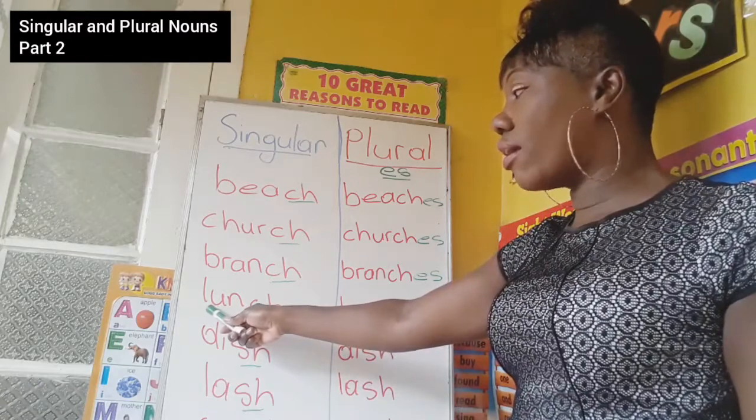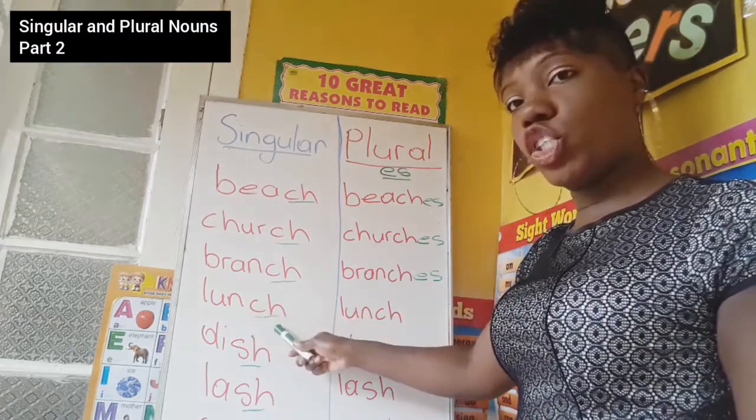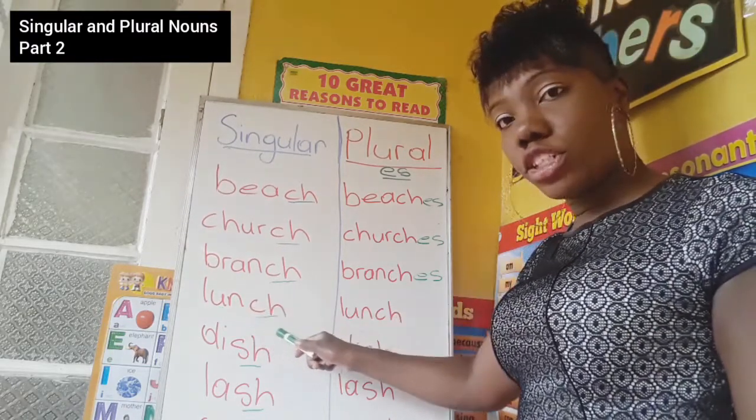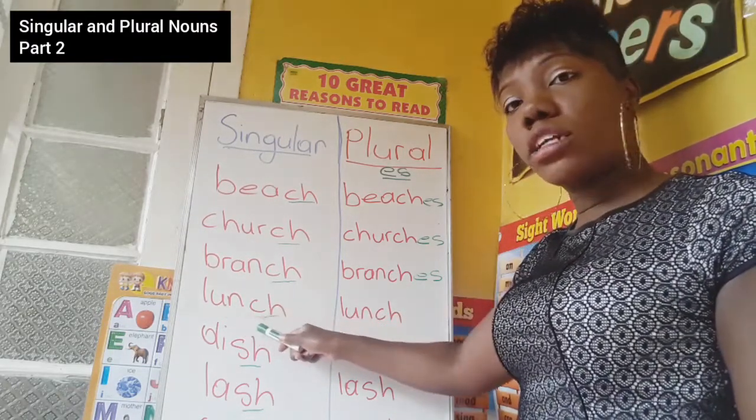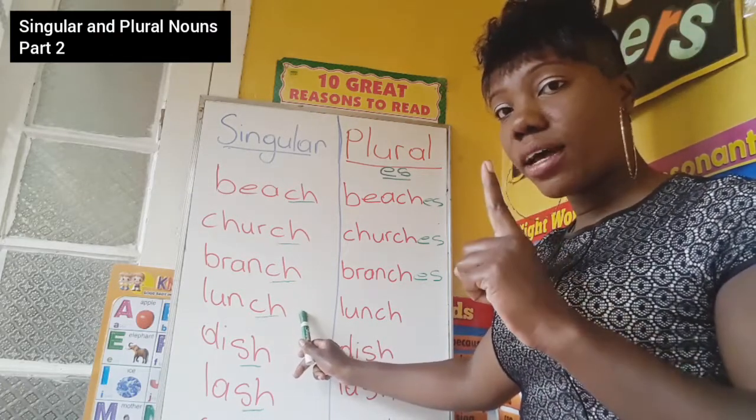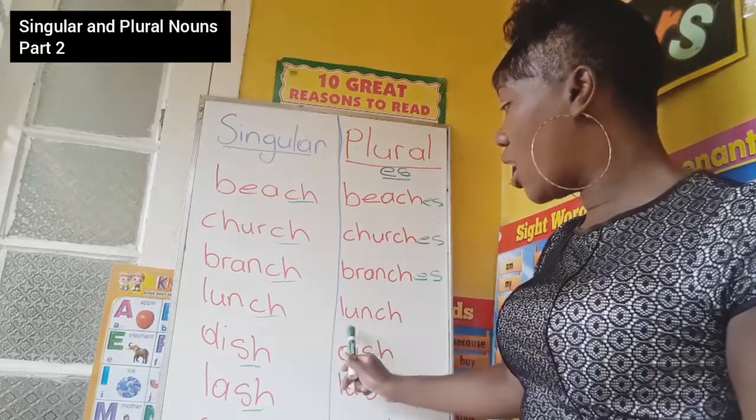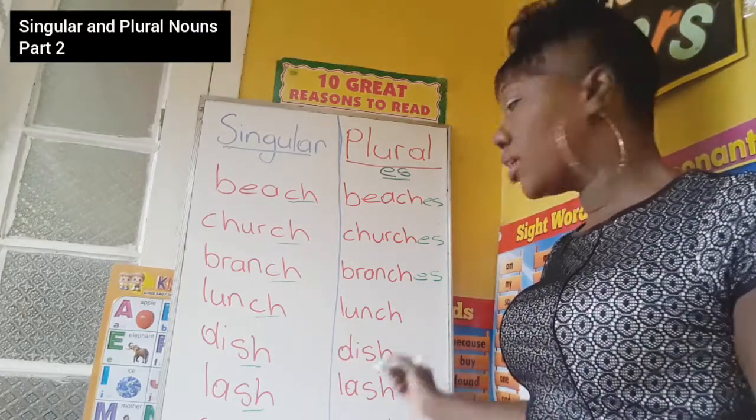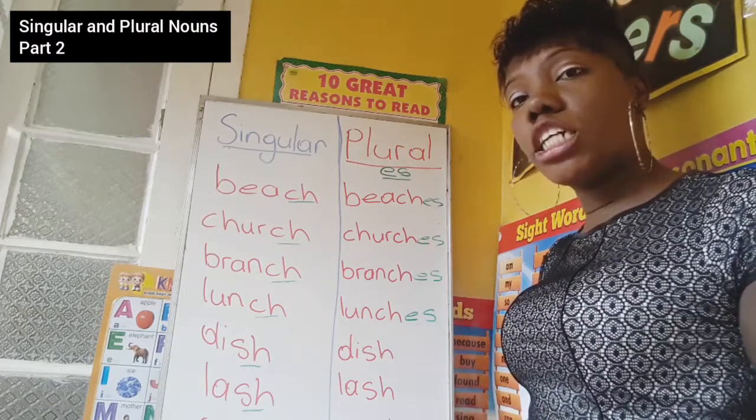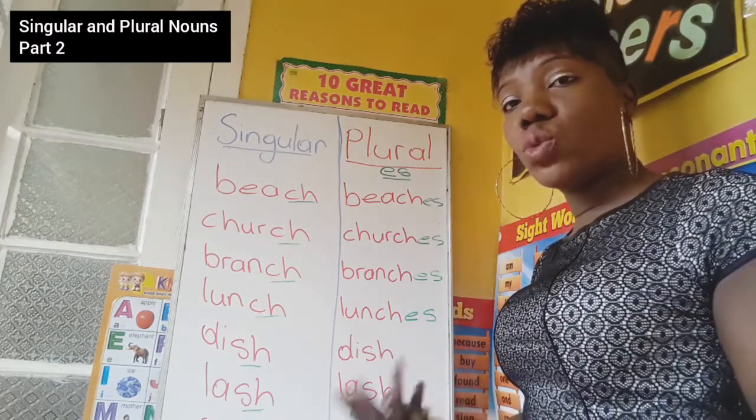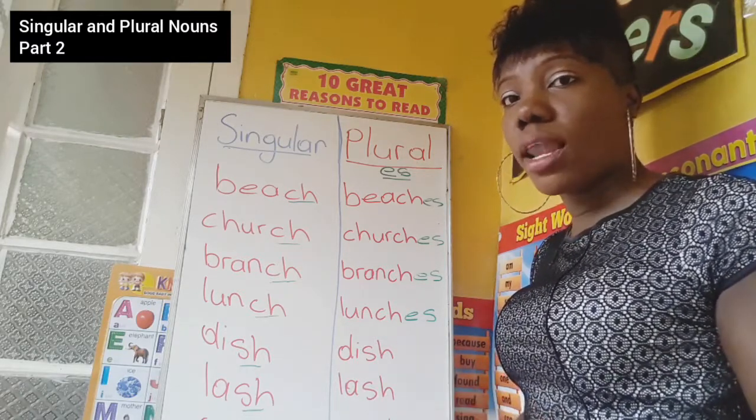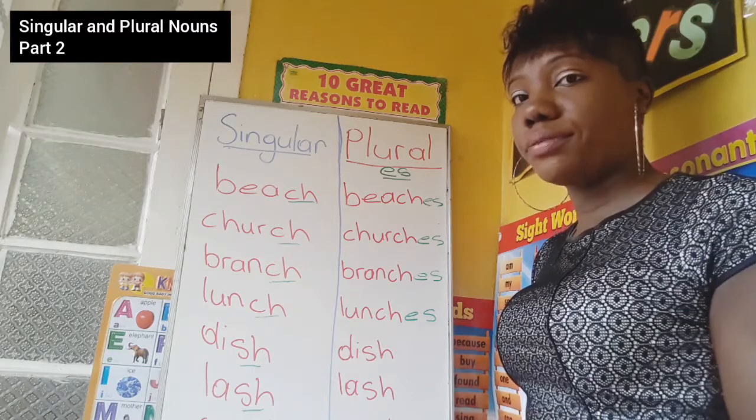Here, this is the word lunch. What is this word? Lunch. And how many lunches are here? One. Singular. And to make lunch plural, you add ES. Now you have lunches. So you can have 2 lunches, 3 lunches, 4 lunches. It is now plural. It is more than one.